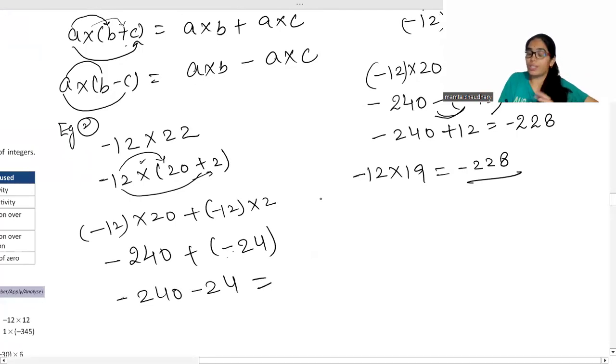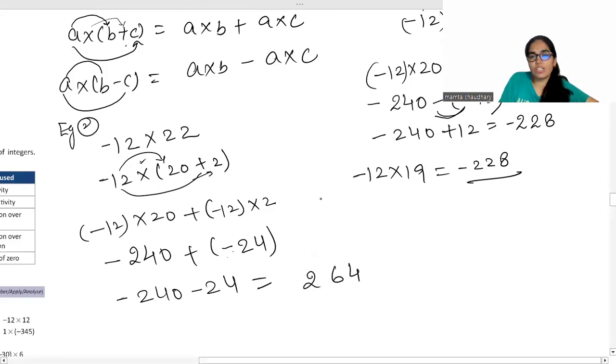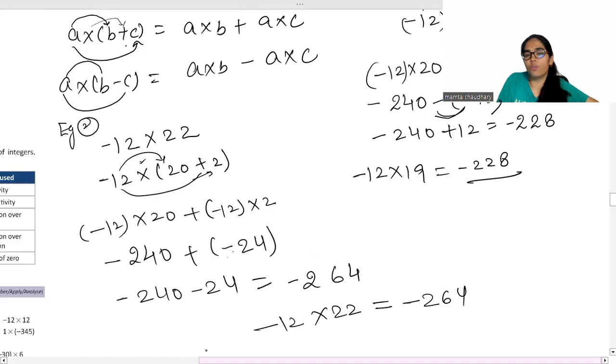Now as 240 and 24 are both of the same sign, you need to add. When you add 240 and 24, you will get 264. And 240 is the greater number, which has a negative sign. So it will be minus 264. It means minus 12 into 22, you will get minus 264. Clear? This is how we use distributive property to make our calculation easy. I hope it's clear to you.